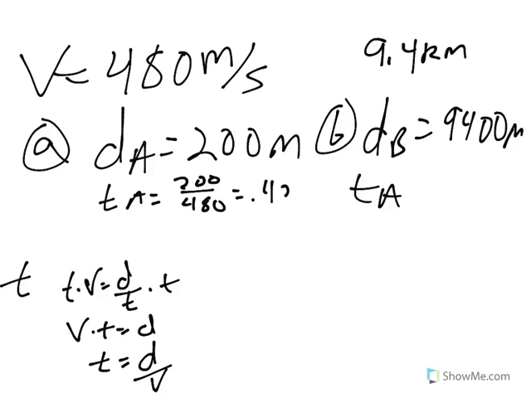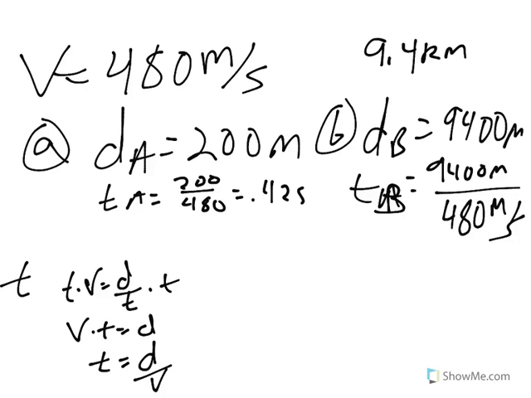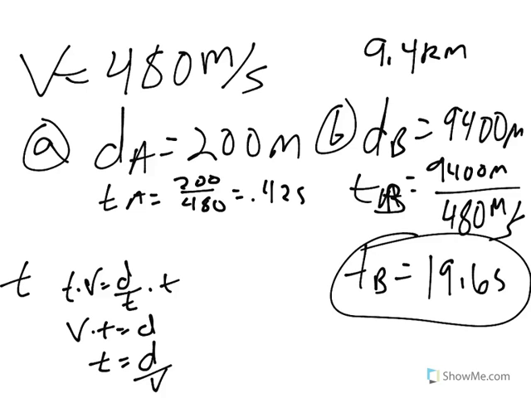0.42 seconds. And time B, that should say B, time B is 9,400 meters divided by 480 meters per second, and that would give us time B equals 19.6 seconds. Okay, there we go. So we got numbers 1 and 2.